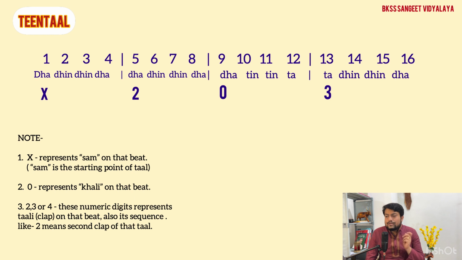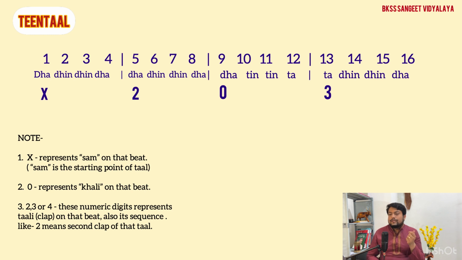Now second note, 0 represents khali on that beat. And third point, 2, 3, 4, this can be 5, 6, 7 as well. These numeric digits represent tali, a clap on that beat. Also its sequence, like 2 will represent the second tali, 3 is representing the third tali when we take this in a cycle. So how will we know which clap is going on? These numbers will give you that, since the cross is sum and it represents the starting point of the tal.